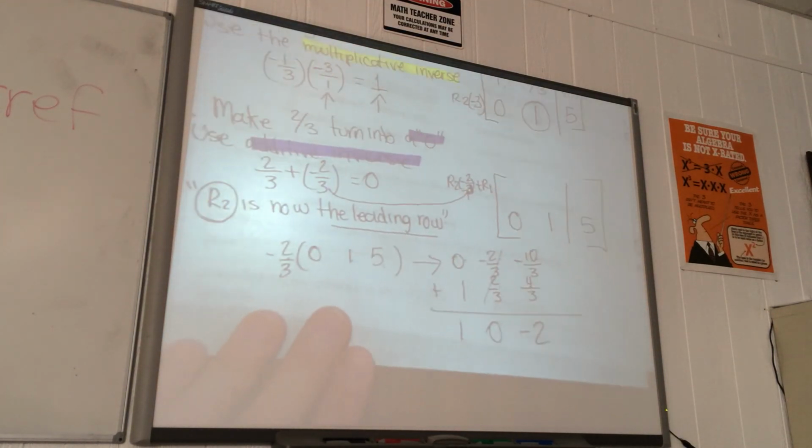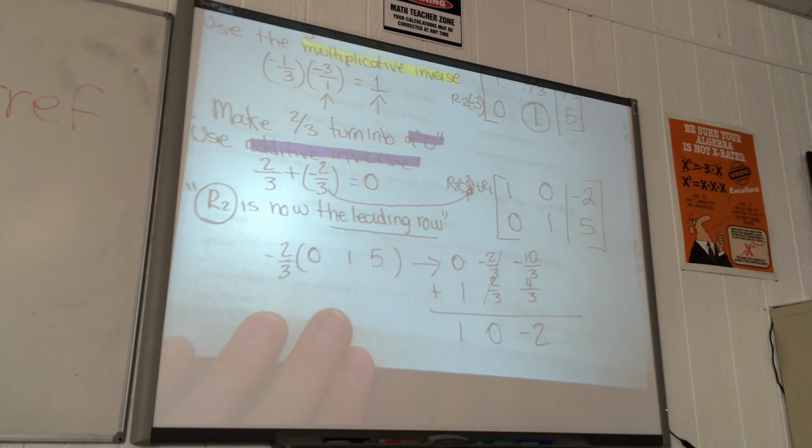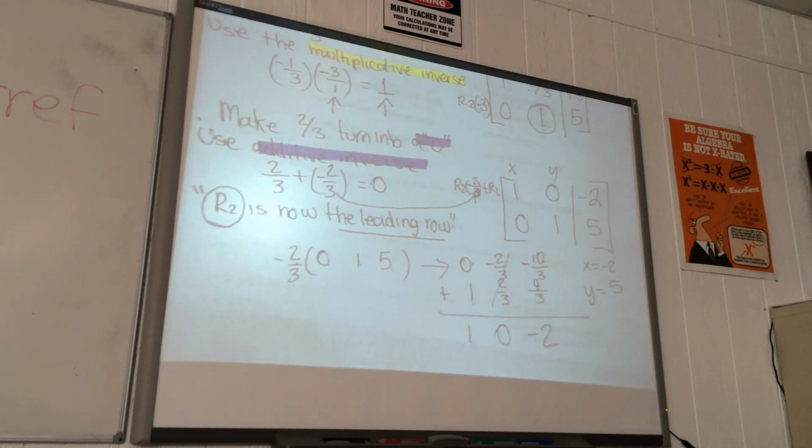So now those numbers are the ones that go here. 1, 0, and negative 2. What that means is that 1x is equal to negative 2, and 1y is equal to 5. All right, could you stop the video, please?